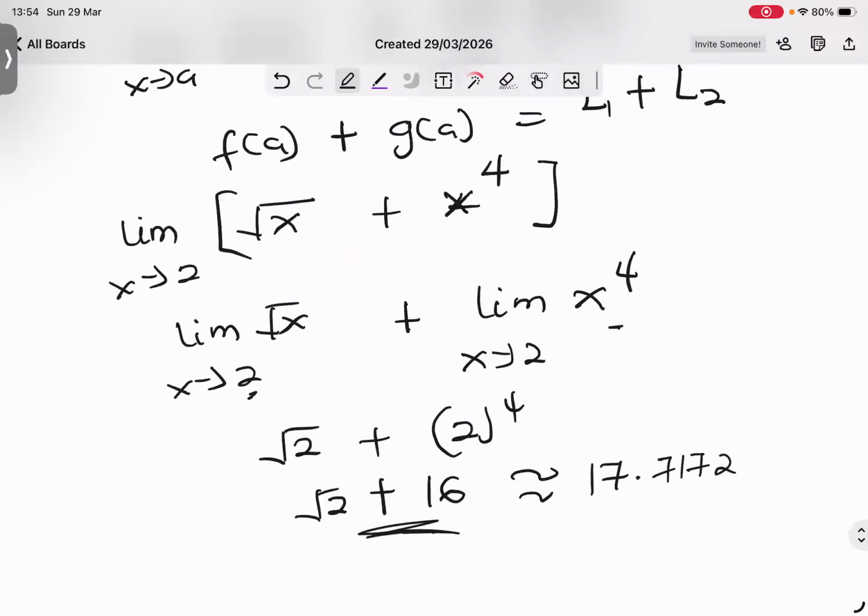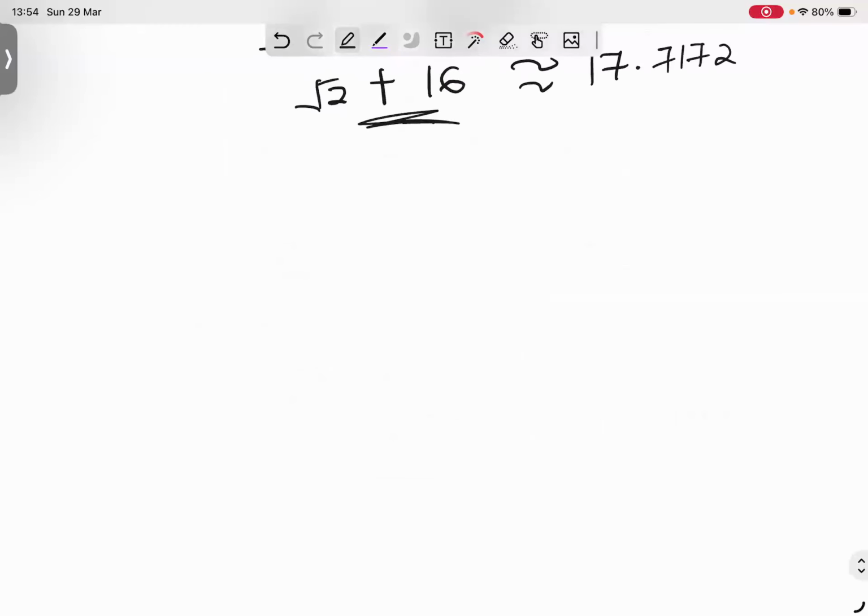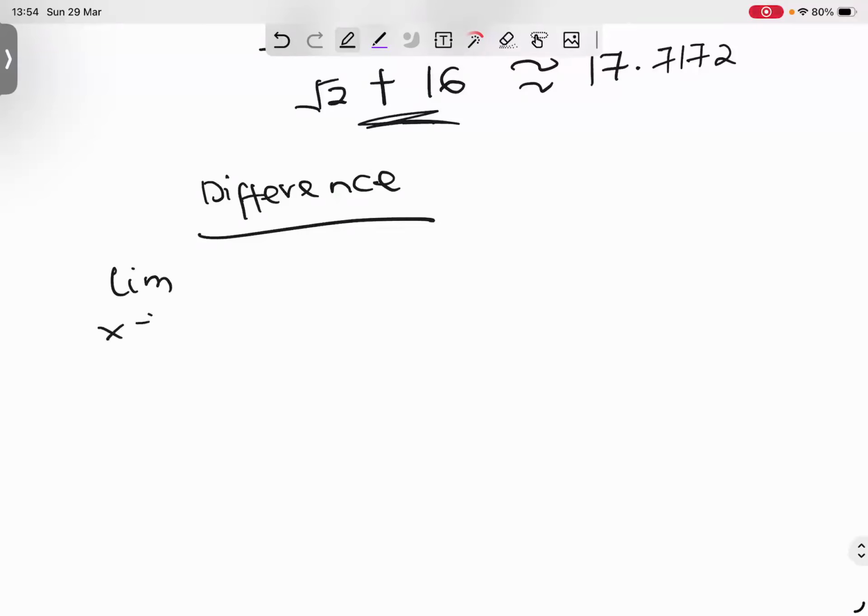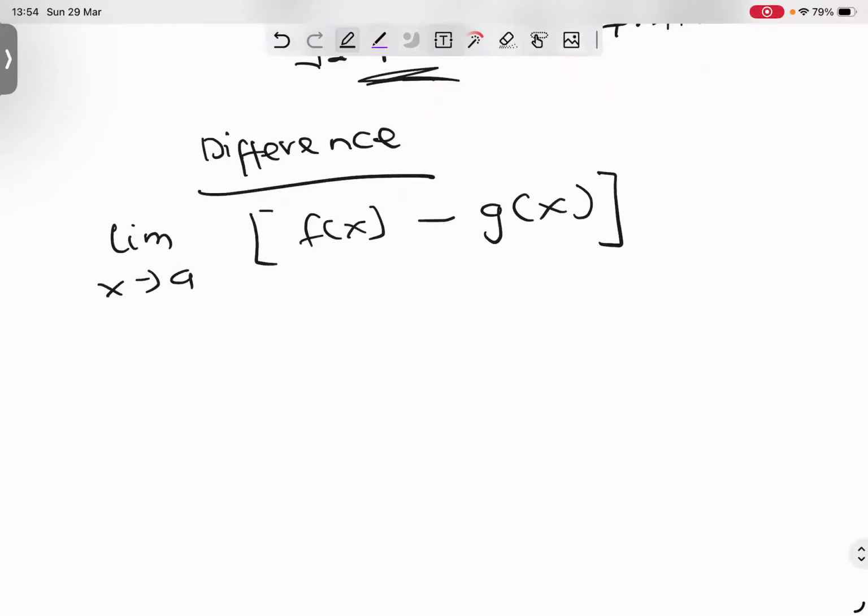With that being the case, can someone tell us what the subtraction property will be? If this is the sum, what will be the difference property? We'll just change the sign. So the limit as x approaches a of the difference of two functions, f of x minus g of x. The difference property also allows us to apply the limit on the individual functions and then perform the subtraction.